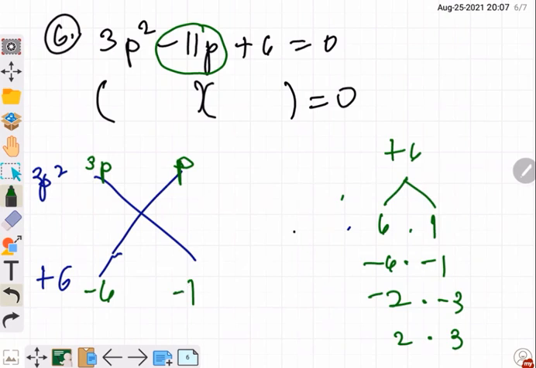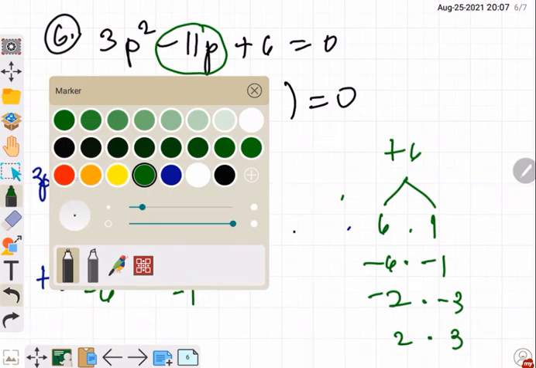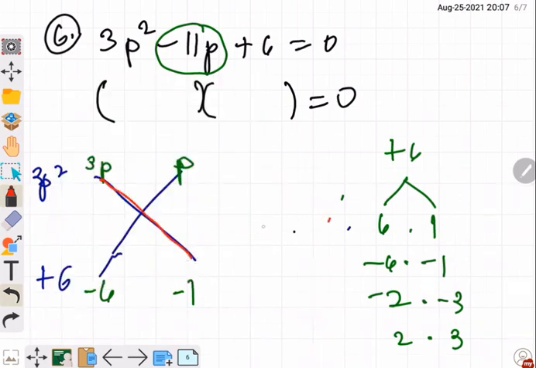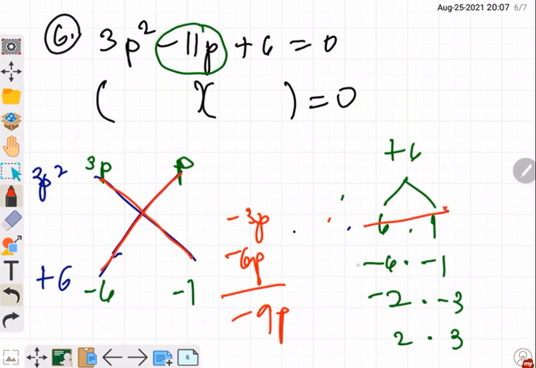So let's try with this one. So we have cross multiply 3p and negative 1. So let me just highlight this one, so that becomes negative 3p. Then this becomes negative 6p. Both are negative. That gives us negative 9p, which is, our target is 11p. So this will not work. This doesn't work. Positive 2 and 3 will not work as well. Why? Because it's positive and we have a target of negative 11p.